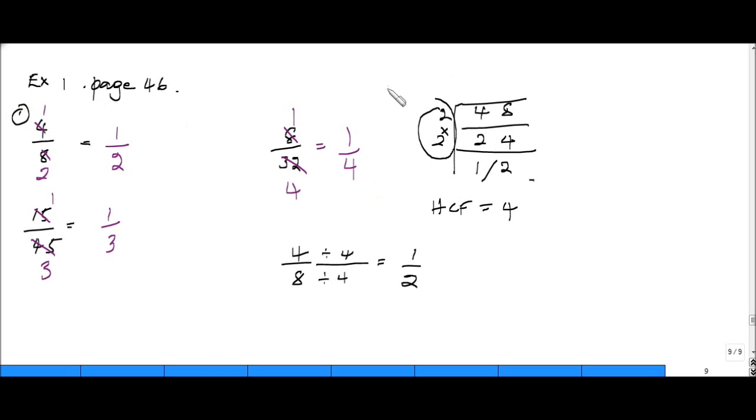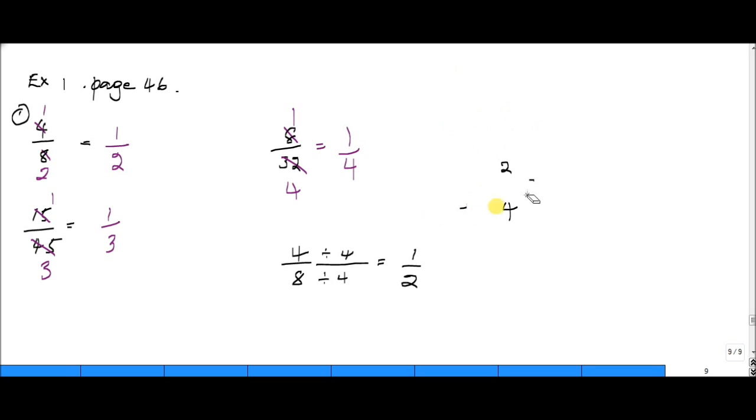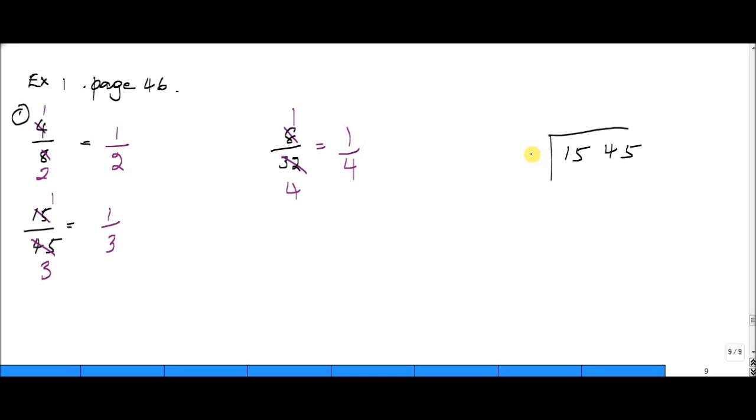For number 2, let's make a little space. For number 2, we have 15 and 45. We could use 3. 3 into 15 will go 5 times, and 3 into 45 will go 15 times.